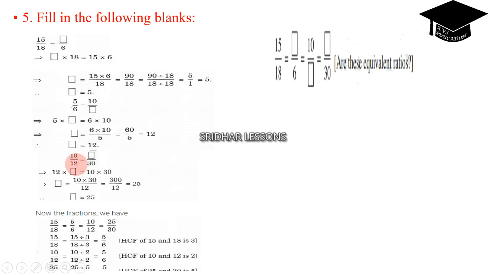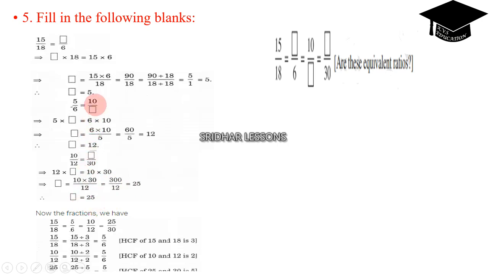Okay. Next one, 10 by 12 is equals to blank by 30. That means 12 into blank is equals to 10 into 30. This blank is equals to 10 into 30 by 12. Here it is multiplying, here it will come to divide. So 300 by 12, 12 cancels 300 25 times. Therefore, the blank here it is 25.